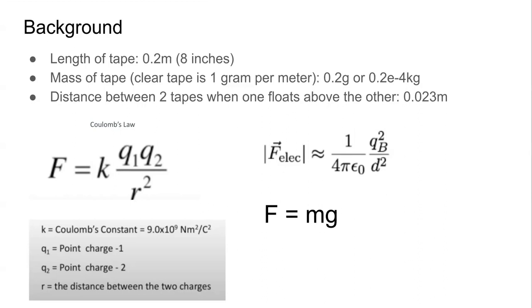Important formulas included Newton's second law, F equals mg, as well as Coulomb's law for electric force. And so Coulomb's law for electric force, once we set it equal to mg, we can then rework it to get the charge Q. Another important formula is for the magnitude of the electric force, which is just the absolute value of the electric force.